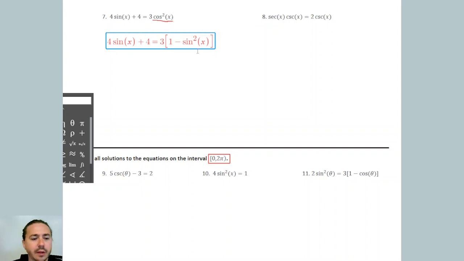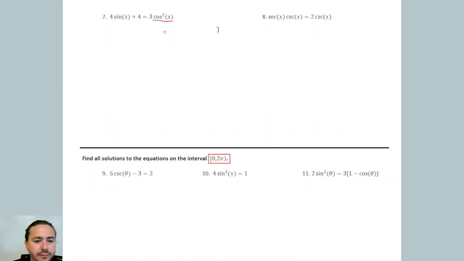Thought I had that in there. There we go. So we need to distribute.